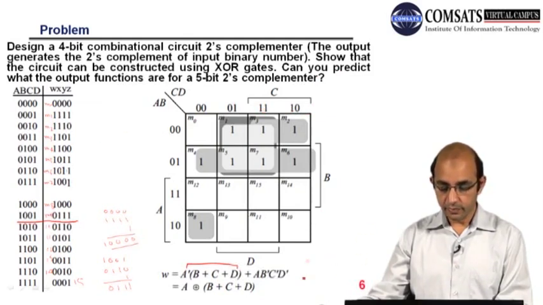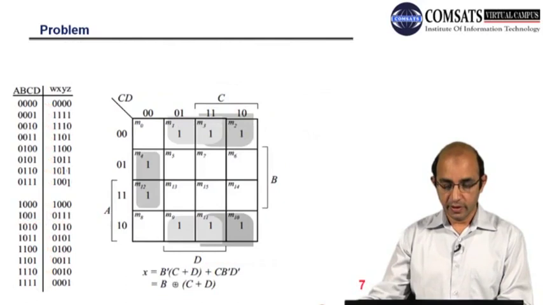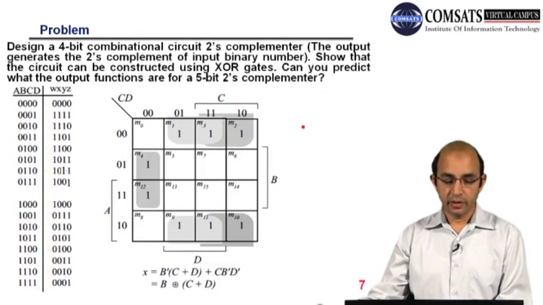So after the simplification you can have A, this is what? This is XOR B plus C plus D, right? So this is the final expression, as here we have already mentioned that we need to use XOR gate. So this is the XOR gate, right? So now we will be doing the same for X, right?